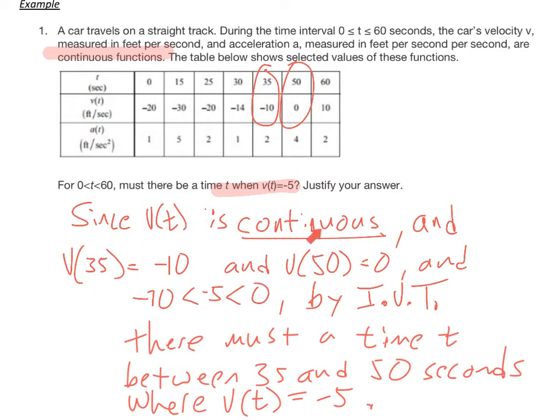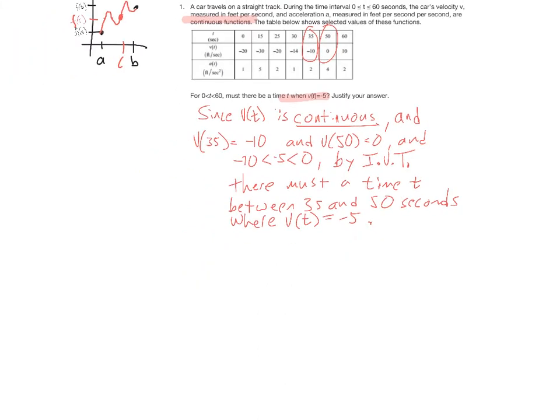we need to state it's continuous. We need to state that we know that there's a velocity less than and a velocity greater than. And we need to say the word IVT, or the words intermediate value theorem. And we can say that there's a time t between 35 and 50 seconds, because those are our x values here. All right. So that's the idea there.